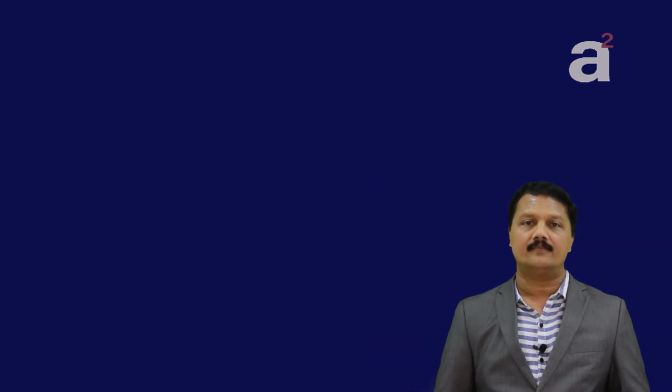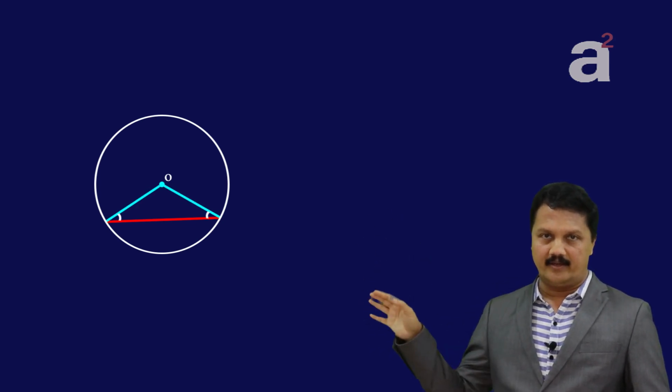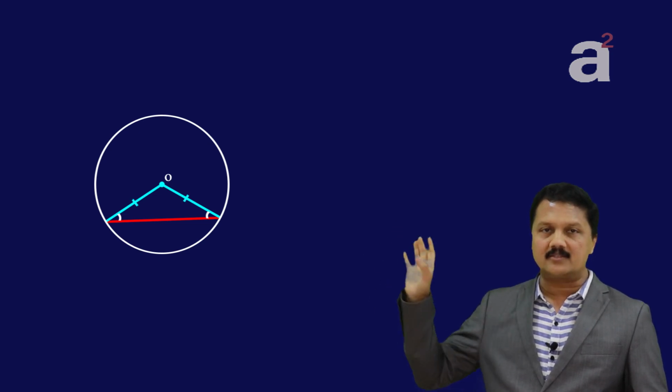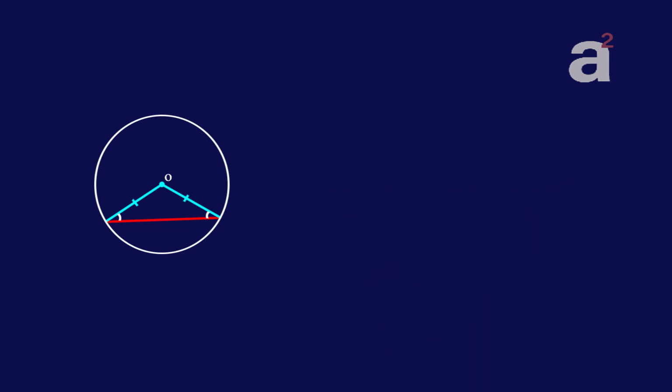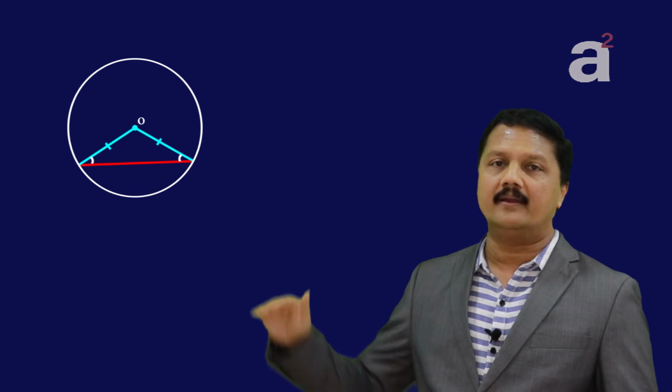Lastly, we have a circle and a chord also. Now there are two radii, one radius and another radius. Now since radius will be equal, this will be an isosceles triangle. For an isosceles triangle, the base angles will be equal. So these two angles made by the chord and both the radii will be equal.